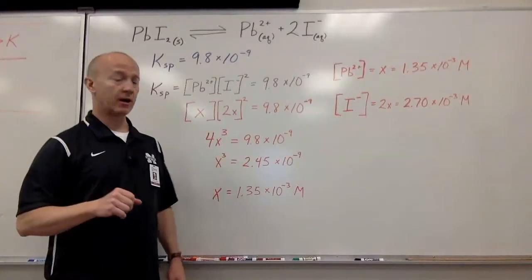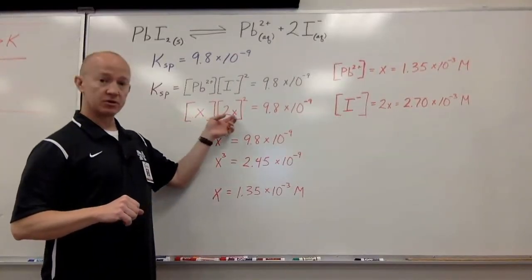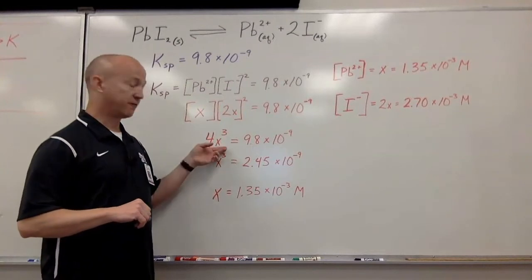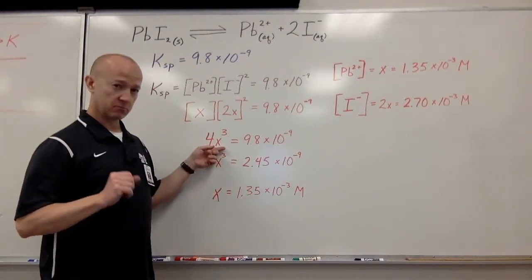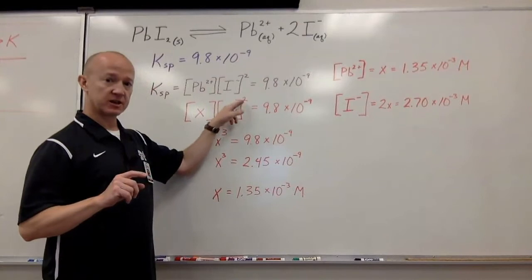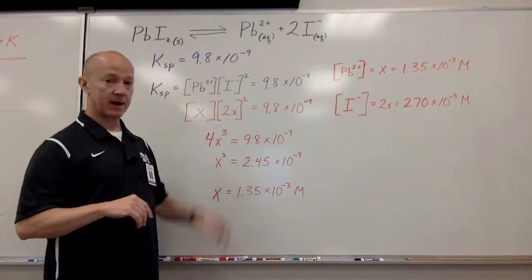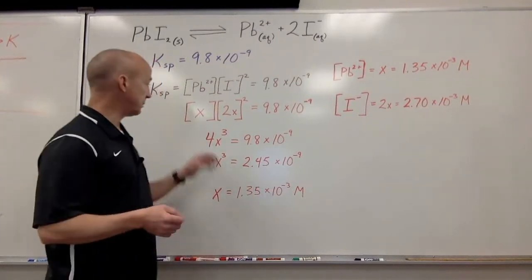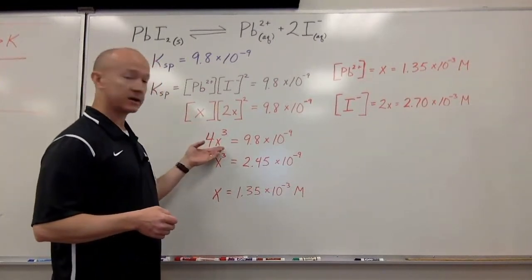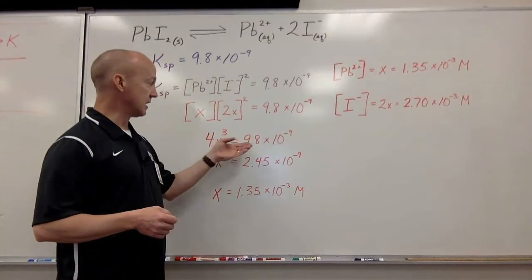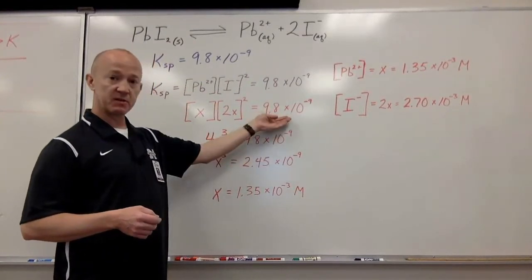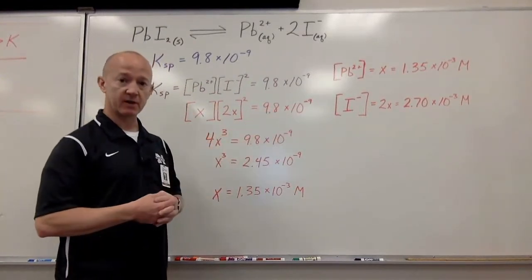Okay. So now when I take X and 2X squared, I get 4X cubed. You get that? 2X to the second power would be 2 to the second power, 4, and X to the second power, X squared. Multiplied by another X, and I get 4X cubed. That is equal to my KSP value, 9.8 times 10 to the negative 9th.